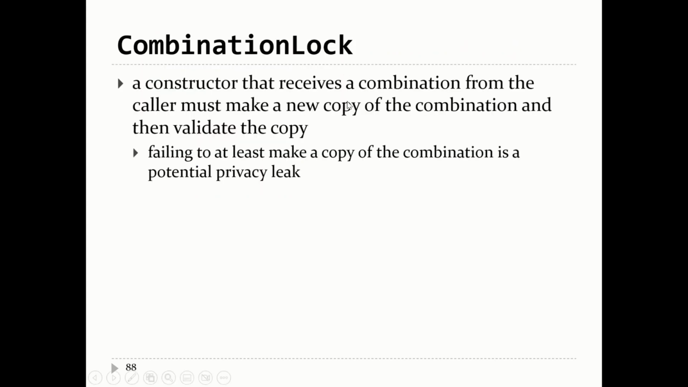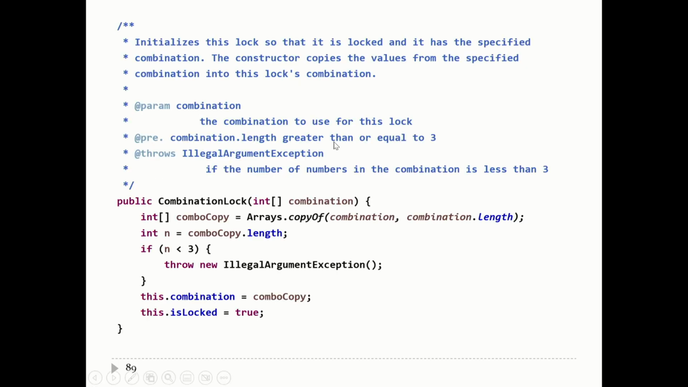If you have a constructor that lets the caller specify the combination and they're passing in an array, you have to make sure that you copy that array. If you're taking in an array that represents the combination of your lock, then you have to do what we looked at in the previous lecture. The first thing you do is copy the incoming object. So we have to copy that combination.